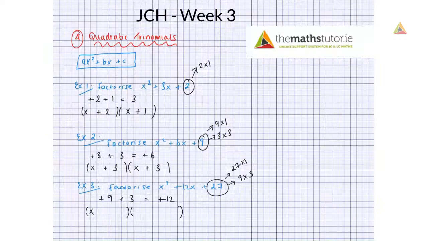You're going to put x in the first, x in the second, and you're putting plus 9 with one and plus 3 with the other. And that's it solved. So we're going to do one more example of that. And the final one, again, will be asked to factorise. It's going to be x squared plus 14x plus 49.